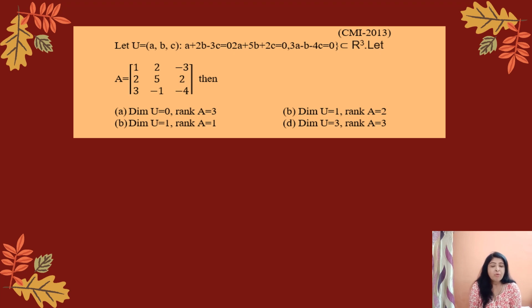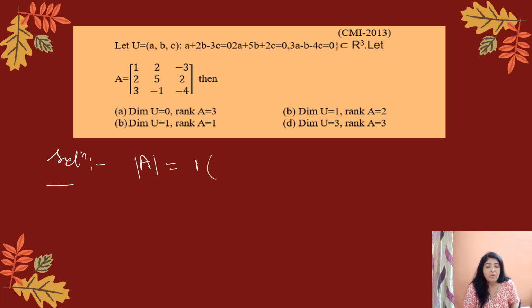Now first of all we have to find the rank of A and the dimension of U. So for finding the rank of A, we will find the largest minor which is non-zero. So A is a matrix of order 3. What will we do? We will find the determinant of A. If it comes out to be non-zero, then we say that the rank of A is 3. So just find the determinant by expanding along row 1.